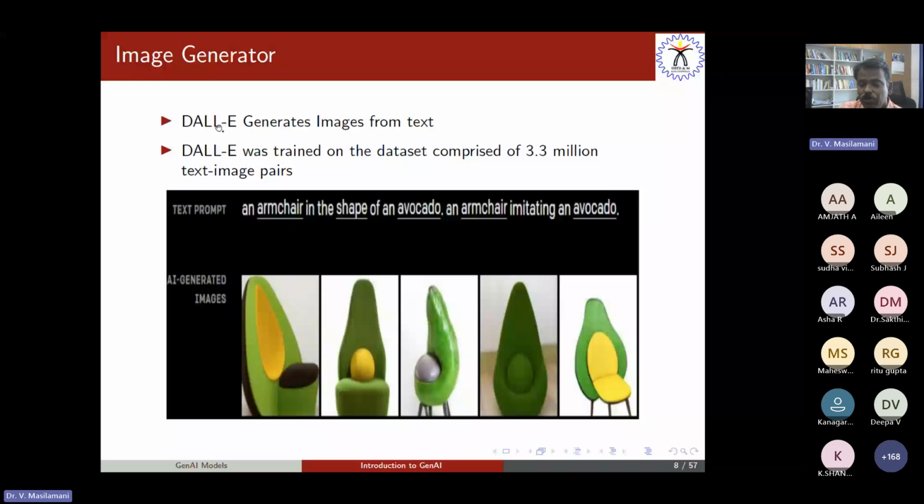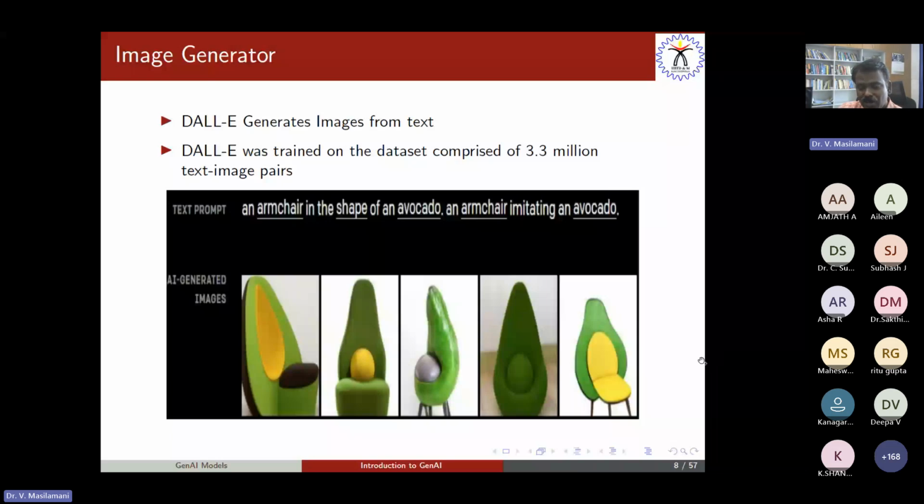But during the training, pairs of text and images were fed into the model, and the model got trained. When it is deployed, the user is not required to give anything except this text. This text is called a text prompt, the command. The moment the user gives this command, the model will give these kinds of images. Is it not interesting?